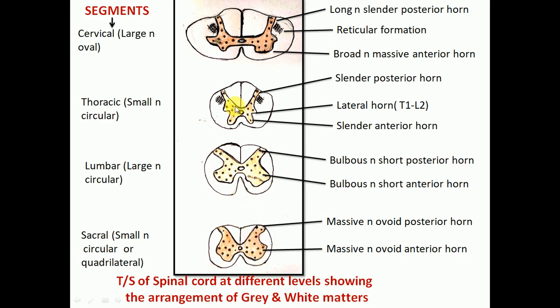There is another feature present on the posterolateral aspect, that is the posterior intermediate sulcus. It can be seen in the cervical region, and in the thoracic region up to the T7 segment of the spinal cord, and thereafter it is absent. So these are the changes that occur at the different segments of the spinal cord, showing different amounts of grey matter, white matter, and shape of the horns.